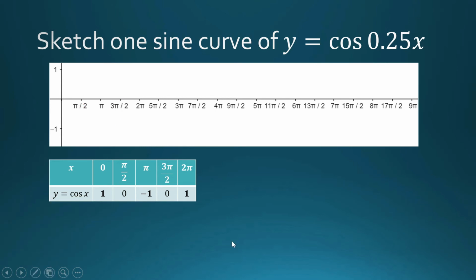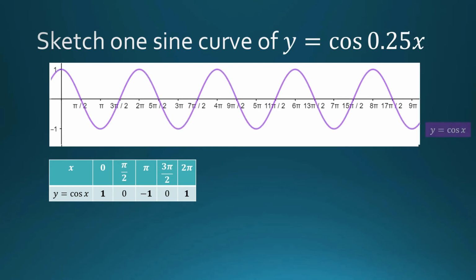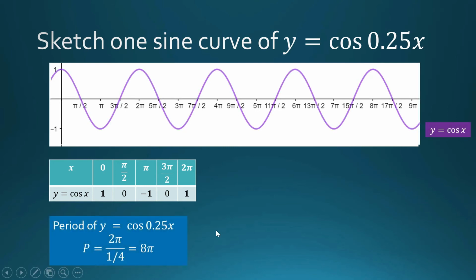Okay, so let us now proceed with y is equal to cosine of 0.25 times x. So 0.25, I hope that you can recognize it to be equal to 1/4. And so our period now is equal to 2 pi divided by b. b is 1/4. So our period is 8 pi. So what that means is from 0 to 8 pi, we shall have one cosine curve. So what do we do next? Well, what we do next is, just like what I told you, solve for this.